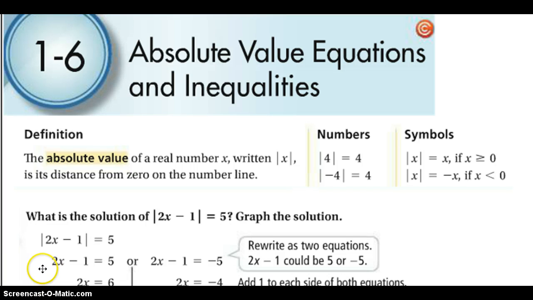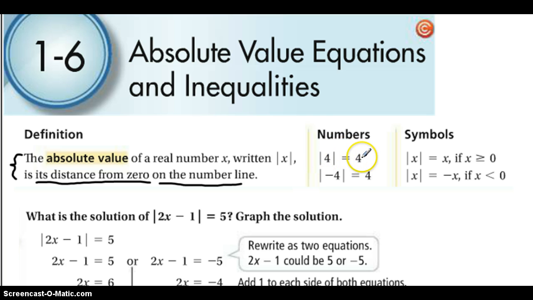Today we're going to talk about section 1.6, absolute value equations and inequalities. First, a definition of absolute value. Some of you may have heard this from previous years in math, but absolute value is the distance a number is away from zero. A distance from zero, especially on a number line, is obviously helpful. And we use these symbols right here.